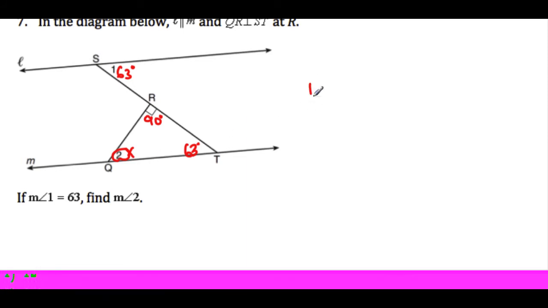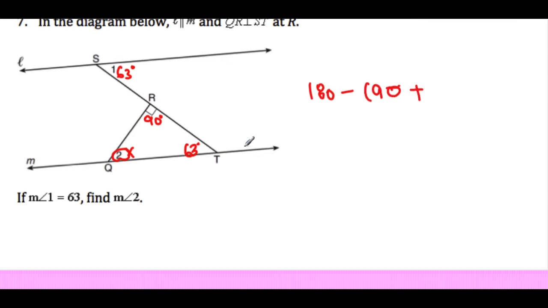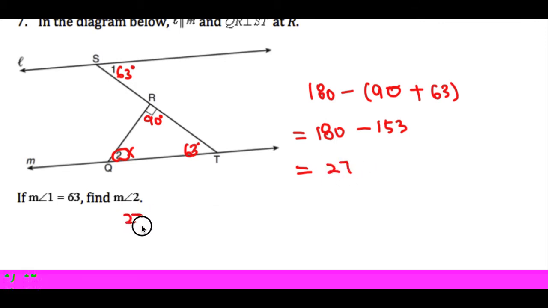So we get 180, and you're going to subtract 90, along with 63. That's how we can figure out the value of x. Here then 180 minus, when you combine them together, we get 153. Now 180 minus 153, yes, it becomes 27. So 27 degrees will be our answer.